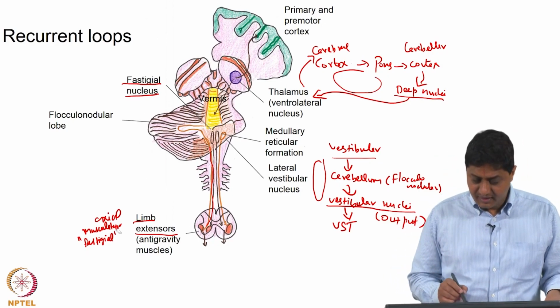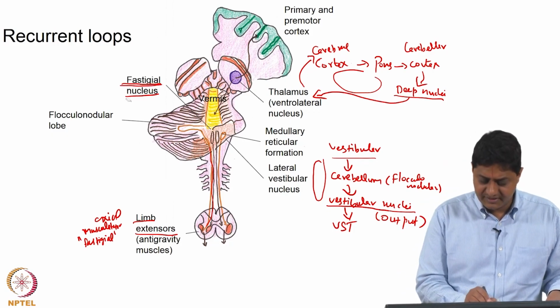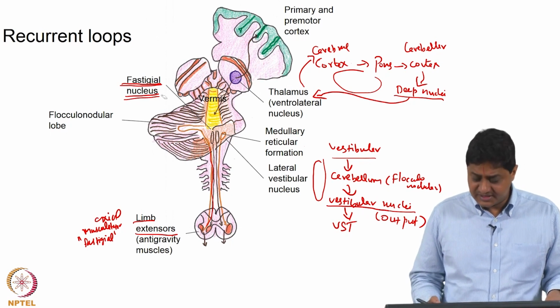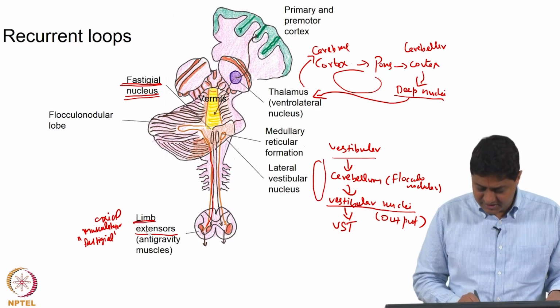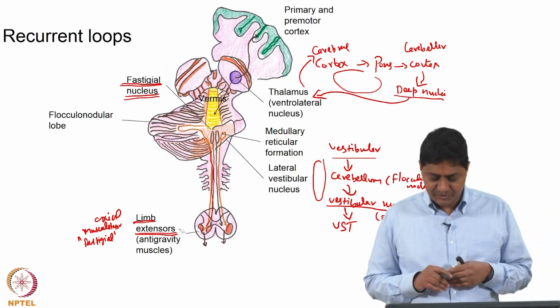Once again the input is coming from multiple sources, but the output is on the limb extensors and more axial musculature for the maintenance of balance and posture.